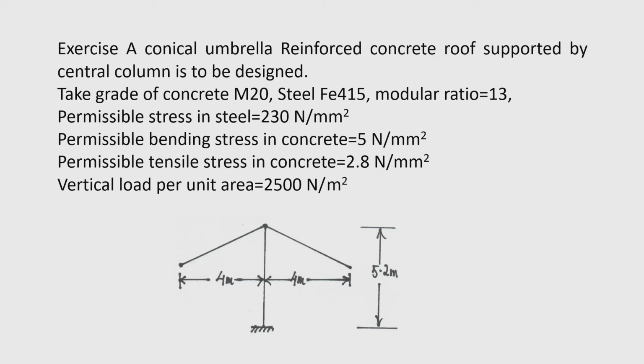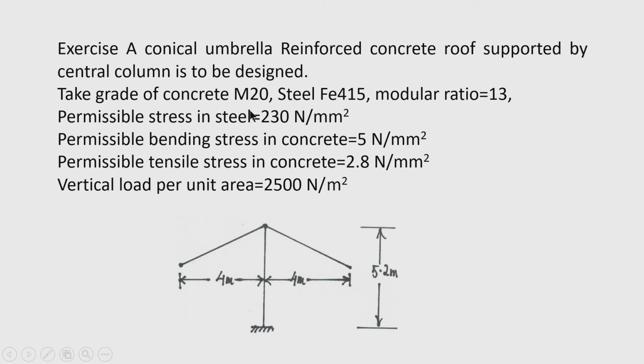For example, a conical umbrella type roof is to be designed, and it is made of reinforced concrete and it is supported at the central column. So, now let us do this problem.